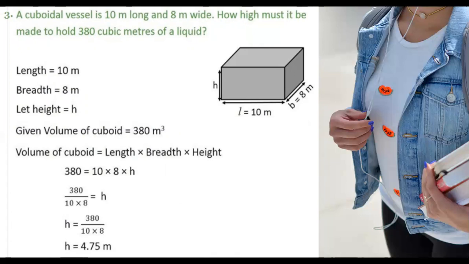So let us suppose the height as h. So given the volume of the cuboid vessel is 380 meter cube and we know that the volume of cuboid is length into breadth into height. So LBH will be equal to 380 meter cube. And substituting the value of L and B, we get the H value as 4.75 meters.